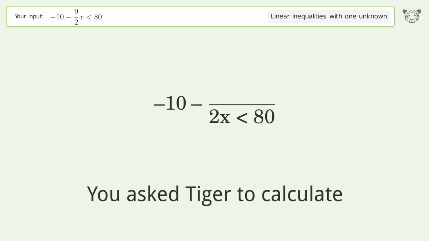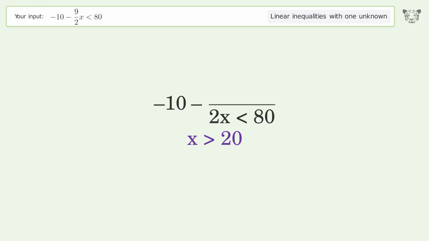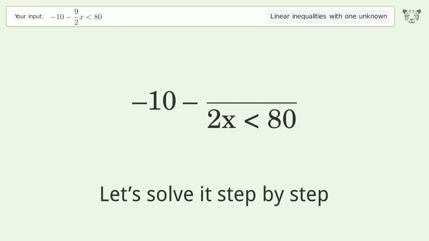You ask Tiger to calculate. This deals with linear inequalities with one unknown. The final result is x greater than -20. Let's solve it step by step.